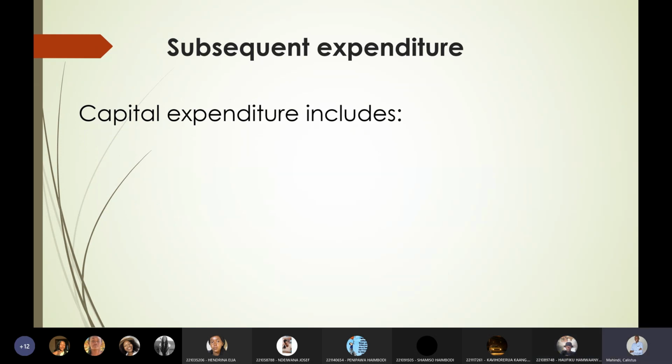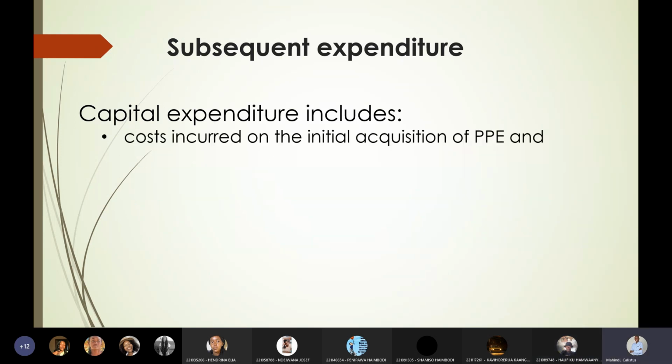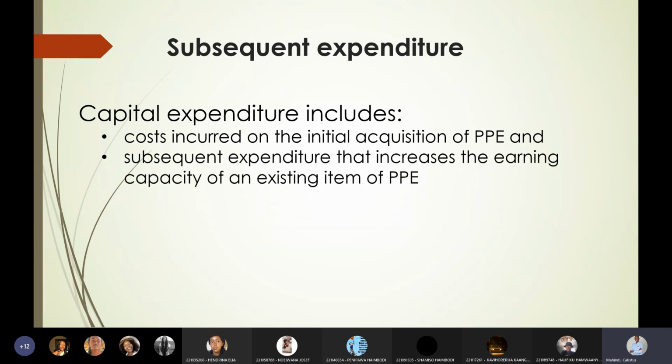A capital expenditure is expenditure that will actually provide future economic benefits, and this is the expenditure that will be added to the carrying amount of the asset. So what are examples of capital expenditure? The costs that are incurred on the initial acquisition of PPE. So the initial acquisition of PPE, that cost is capital expenditure. Also, any subsequent expenditure that increases the earning capacity of an item of PPE.